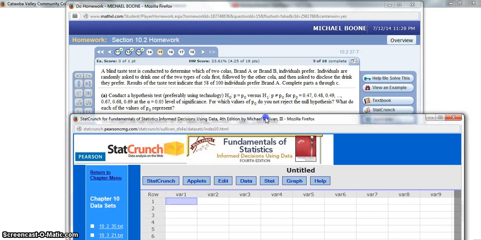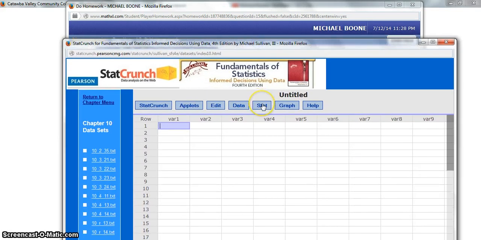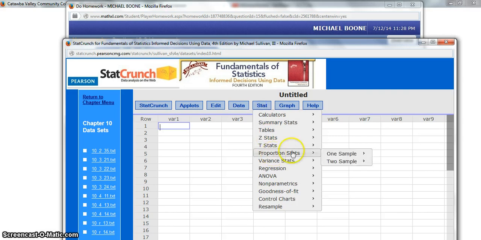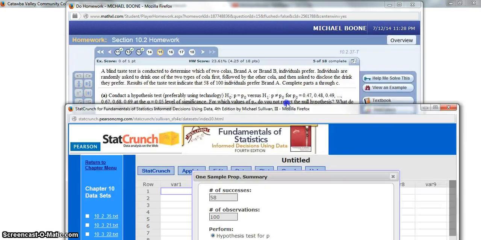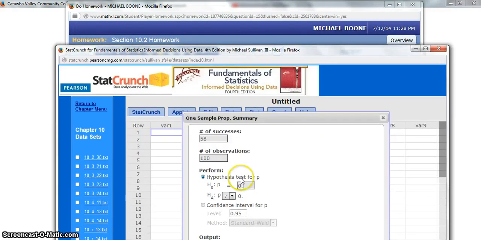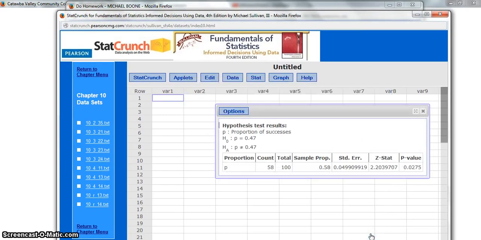So if we don't reject, that means that our p-value is going to be greater than 0.05. So if I go into Stat, Proportion Stats, and One Sample with Summary, we had 58 out of 100. That's from our sample. And let's just try some of these values, and that's what we're kind of doing. Let's do the 0.47, and let's find out what our p-value is. So it's not. So that one I would reject.